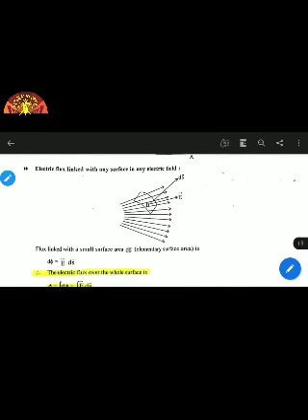And the SI unit, you should remember the SI units of all the entities which we have discussed here: force, electric field, now electric flux. So the SI unit of electric flux is Newton meter square per Coulomb.